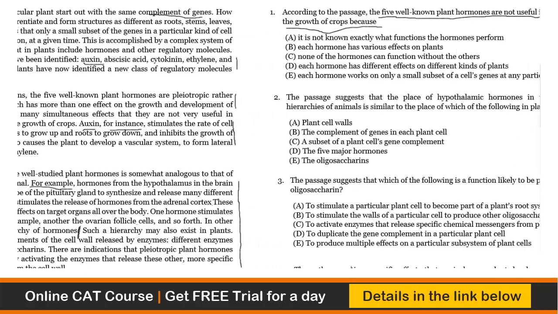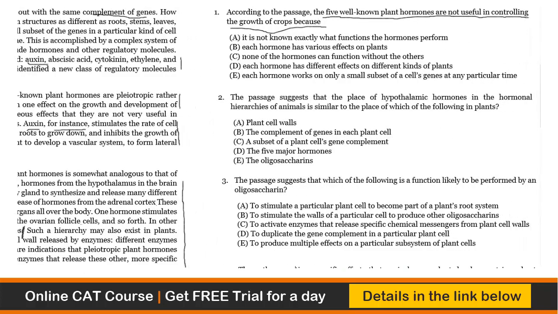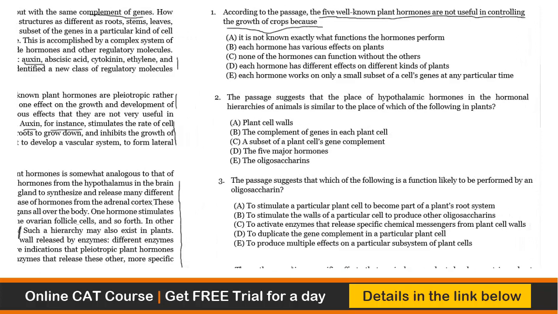So the question says, according to the passage, the 5 well-known plant hormones are not useful. Why are they not useful? Because they have so many effects, right? So which option is doing that? A is not the right choice because it is not matching with what we just read. B says each hormone has various effects on plants. Yes, each has so many effects that it is difficult.